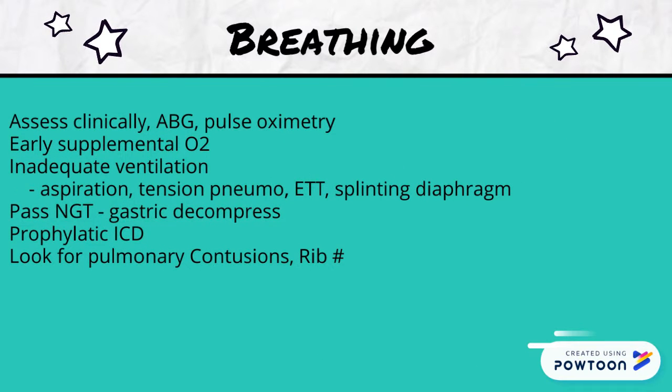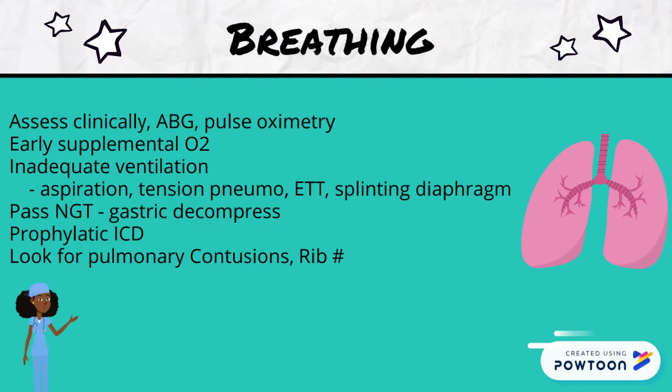Breathing is assessed clinically, on blood gas and on pulse oximetry. If inadequate ventilation is suspected, check for aspiration, tension pneumothorax, or incorrect placement of the ET tube. Prophylactic ICDs can be placed for patients requiring ventilation or general anesthesia.